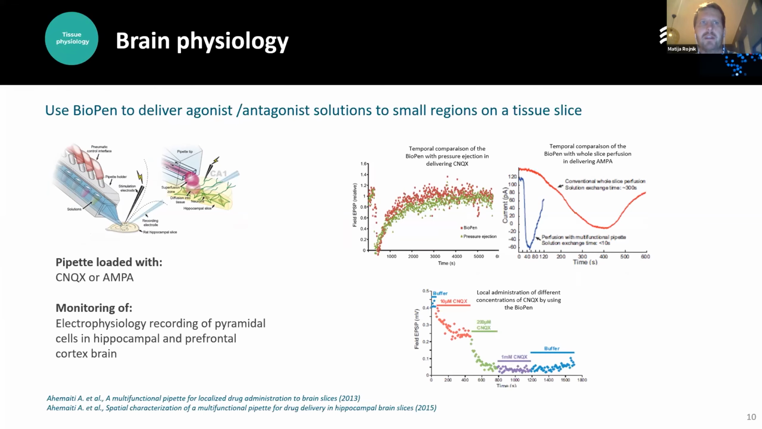Here, I just want to add that the Biopen is also very adaptable, in a way that it can work with additional probes together. So, for example, in electrophysiology, the Biopen can work with the pipette together to deliver the solution in combination with electrophysiology recording.